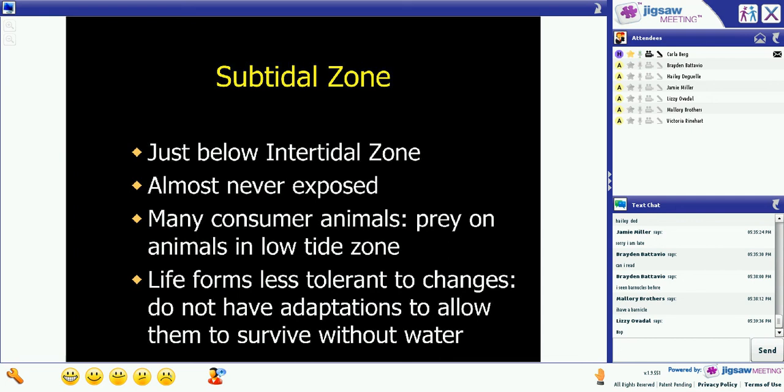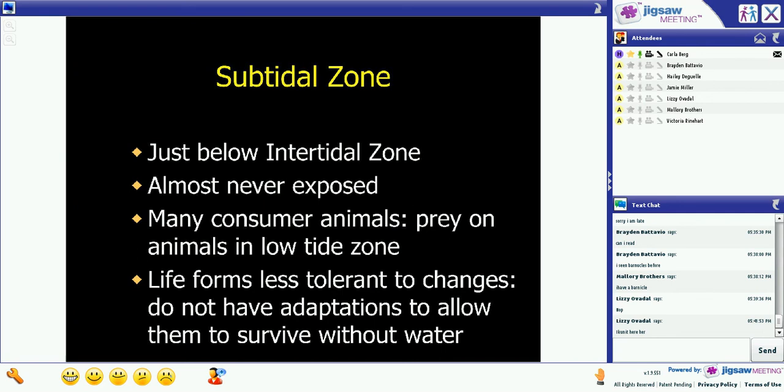Mallory, you have a question? Yes. Is the low tide the same as a tide pool? Like the same animals go in it and it gets covered in water, or did I just say the opposite of it? No, most animals that live in a tide pool could live in the low tidal zone as well. It's just an area that's covered by water all the time.